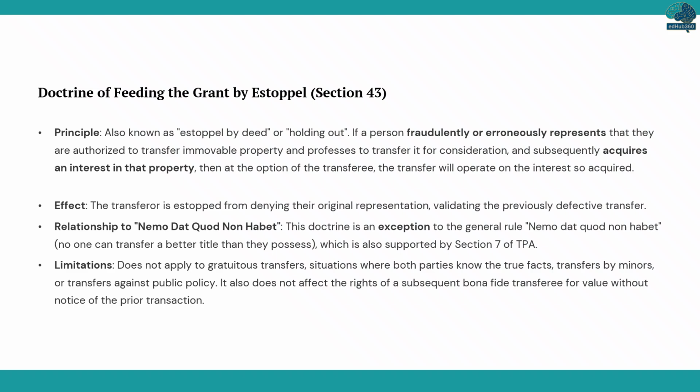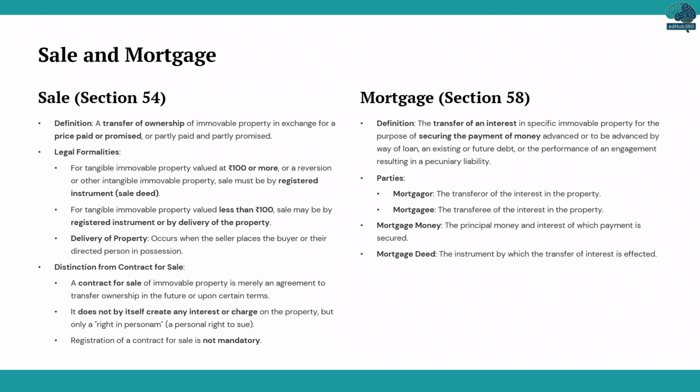Let's now look at two primary modes of transfer: sale and mortgage. Sale, under Section 54, is the transfer of immovable property ownership in exchange for a price. For tangible property valued at 100 rupees or more, or for intangible property, a sale must be by registered instrument, a sale deed. For tangible property less than 100 rupees, it can be by registered instrument or by delivery of possession. It's crucial to distinguish this from a contract for sale, which is merely an agreement to transfer in the future. It doesn't create any immediate interest in the property itself.